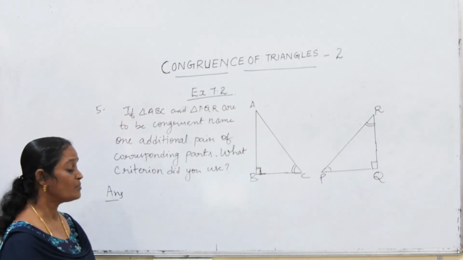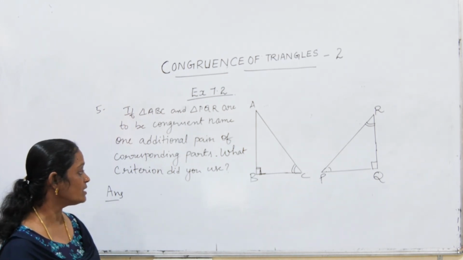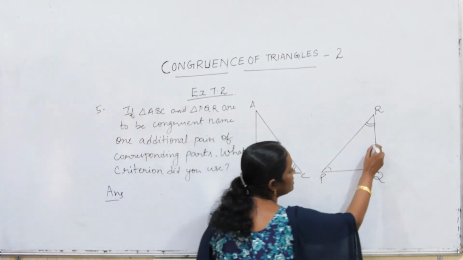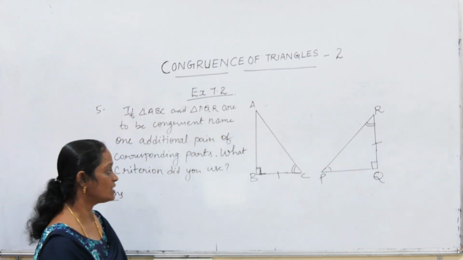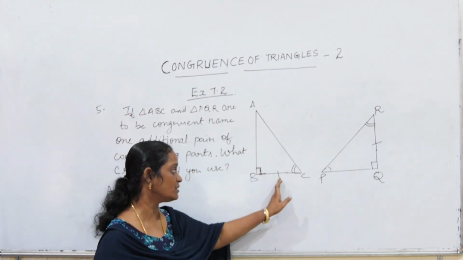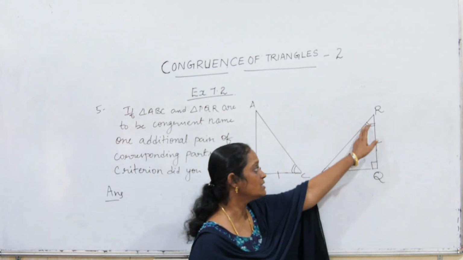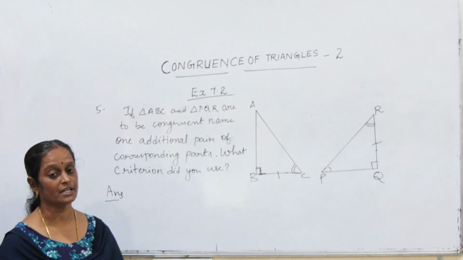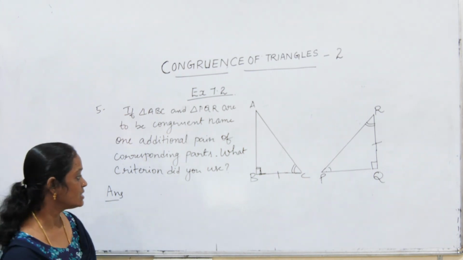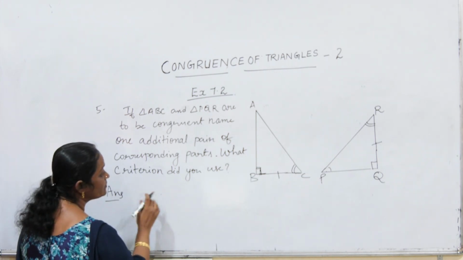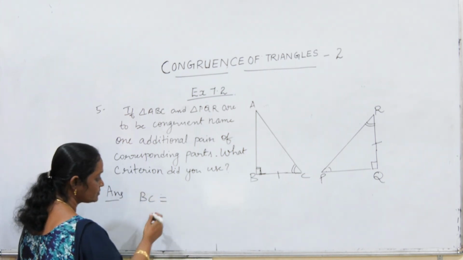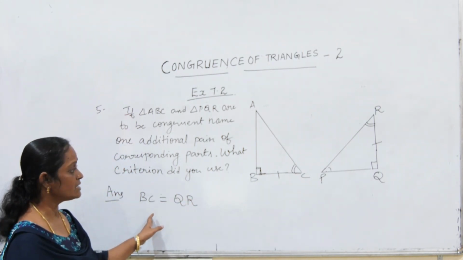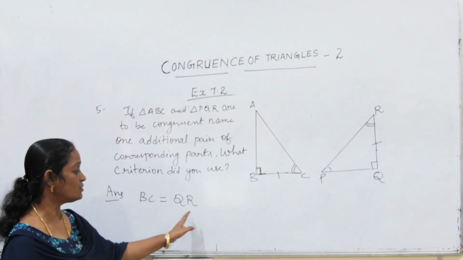So one more part we have to show here equal. So which part here? This part BC is equal to this QR you can show. So we can use the criteria ASA, two angles and the included side of one triangle and two angles and the included side of another triangle are equal. If they are equal, then the two triangles are congruent by ASA criterion. So here BC is equal to QR. So the additional pair of corresponding part here is BC is equal to QR. These two sides should be equal.